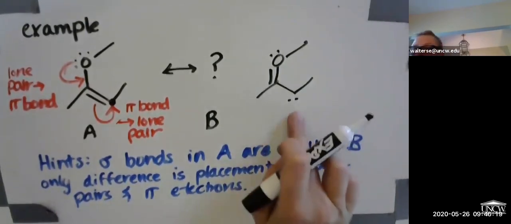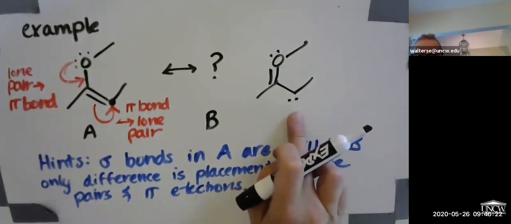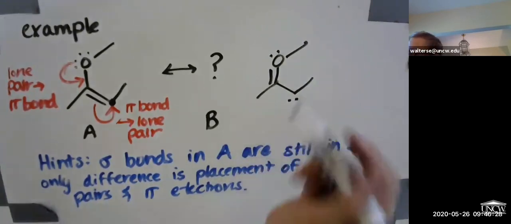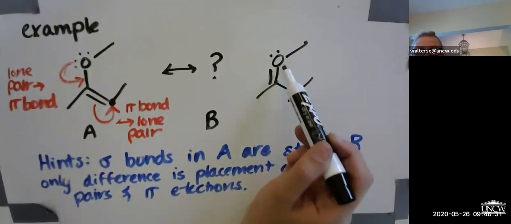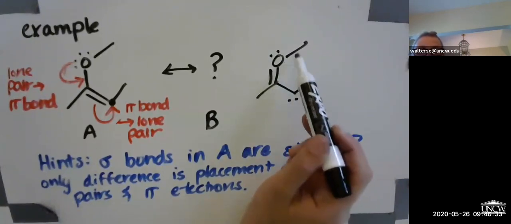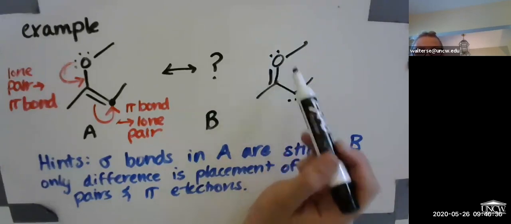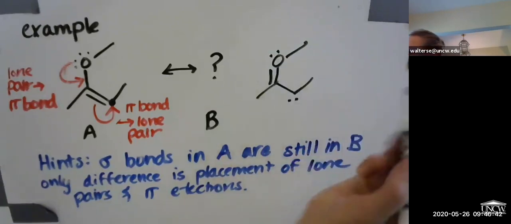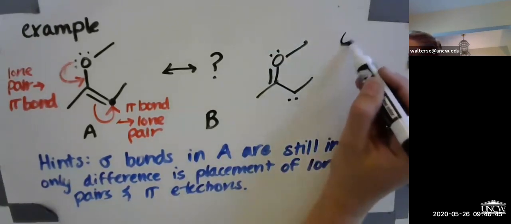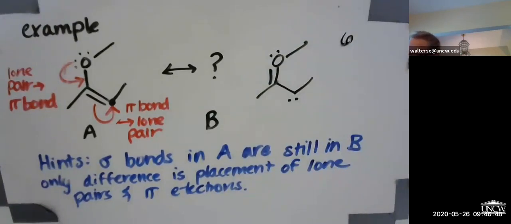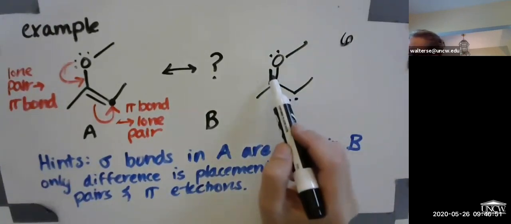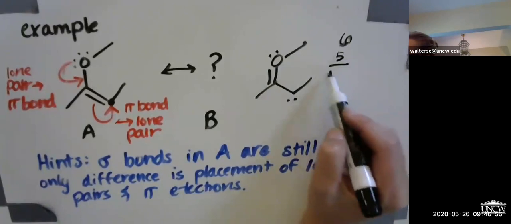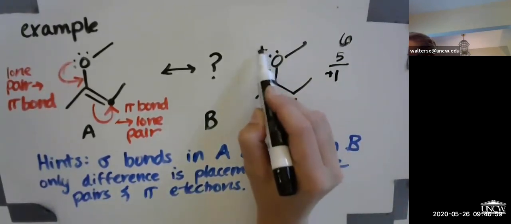Now, if you look closer at structure B, you see unusual bonding patterns. Oxygen likes to make two bonds and carry two lone pairs. This oxygen has 3 bonds and 1 lone pair, so this oxygen needs a formal charge. Oxygen brought 6 electrons, that's from the periodic table. It gets 1, 2, 3 from the bonds, 4, 5 from the lone pair. The oxygen is a +1.